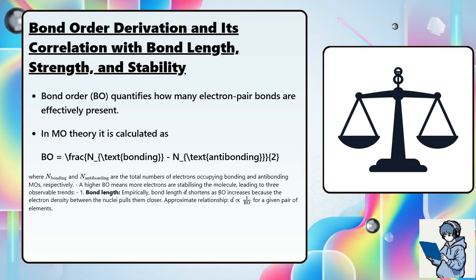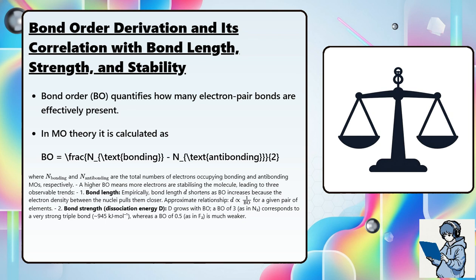First, bond length. Empirically, bond length d shortens as BO increases because the electron density between the nuclei pulls them closer. The approximate relationship is d proportional to 1 over BO for a given pair of elements. Second, bond strength, dissociation energy D. D grows with BO. A BO of 3, as in nitrogen 2, corresponds to a very strong triple bond, about 945 kilojoules per mole, whereas a BO of 0.5, as in fluorine 2, is much weaker.